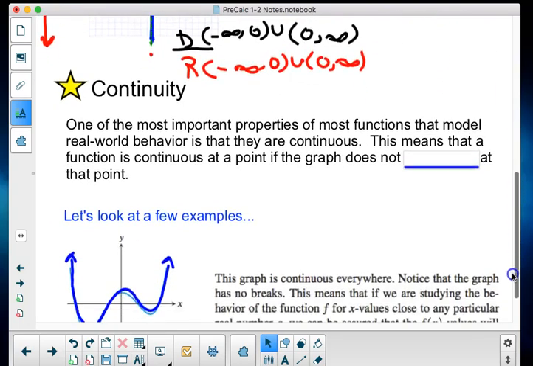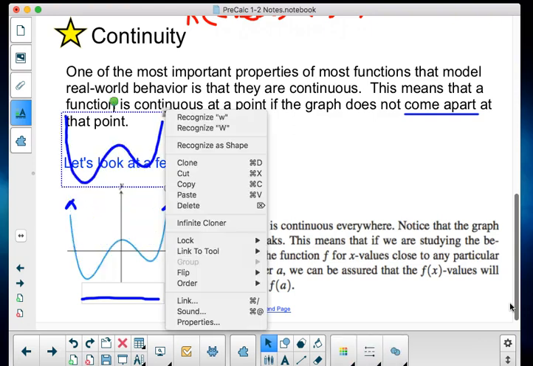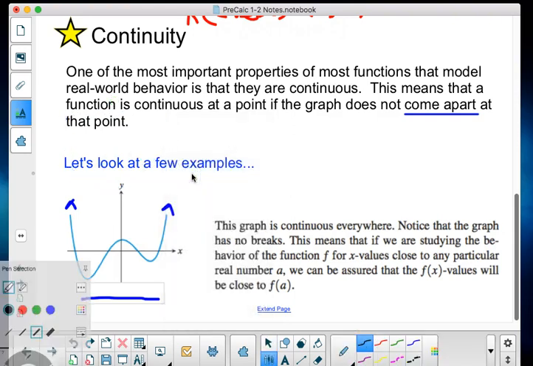Continuity. One of the most important properties of most functions that model real-world behavior is that they are continuous. This means that a function is continuous at a point if the graph does not come apart at that point. Now, simply put, if I'm able to trace my graph without lifting my pencil, my graph's continuous, okay?